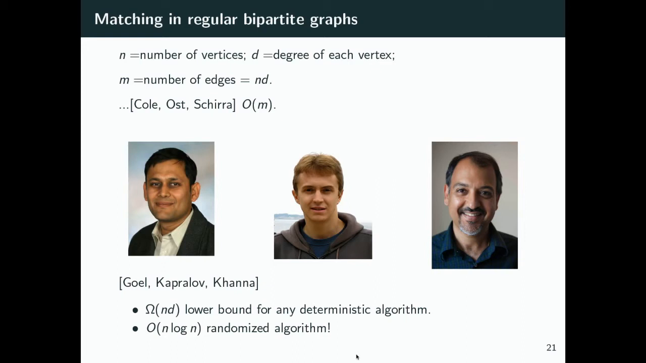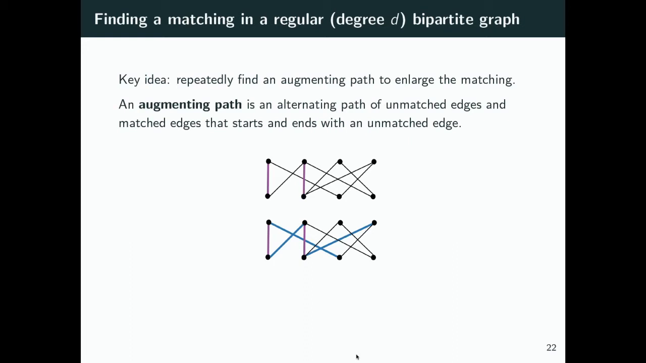Okay, so the key idea in finding matchings in bipartite graphs, or a key idea, is the idea of an augmenting path. So suppose I have a partial matching, then an augmenting path is just an alternating path of unmatched edges with matched edges that starts and ends with an unmatched edge. So if I have an augmenting path for a matching, let's say, of size 2, then by finding that augmenting path, I have a matching of size 3, namely switch from the purple edges to the blue edges. I should also say that when there are no more augmenting paths, then the matching is provably of maximum size.